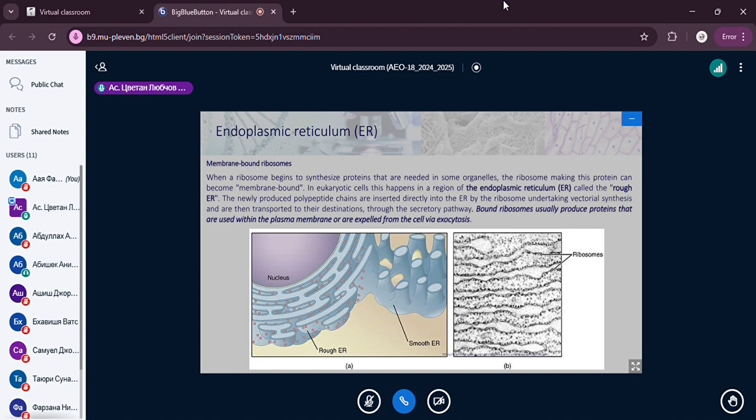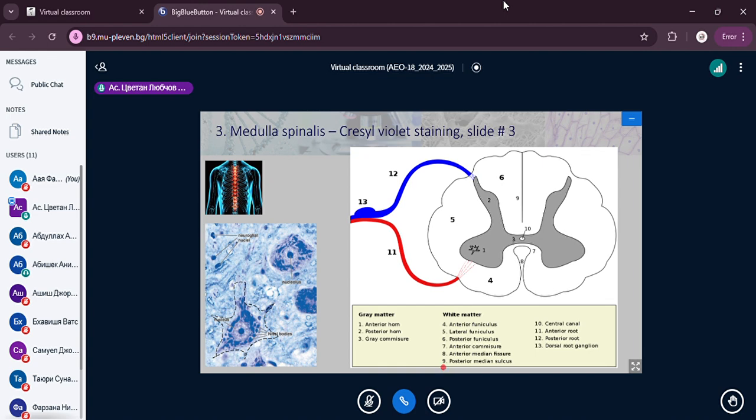Now we're going to see the slide we were supposed to see here. So the slide is medulla spinalis. Again, medulla spinalis we saw also last time, though now with a cresyl violet stain, or we're also going to call it Nissl stain. So I'm going to concentrate again on the anterior part or anterior horn of the medulla spinalis, guys, as we're going to look into these cells which we called motoneurons.